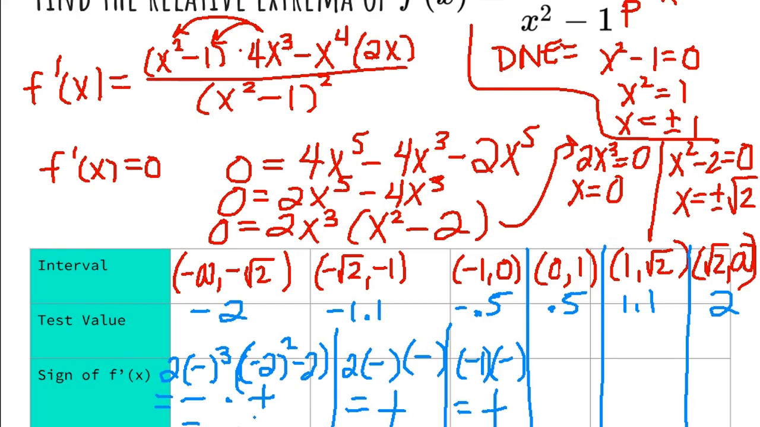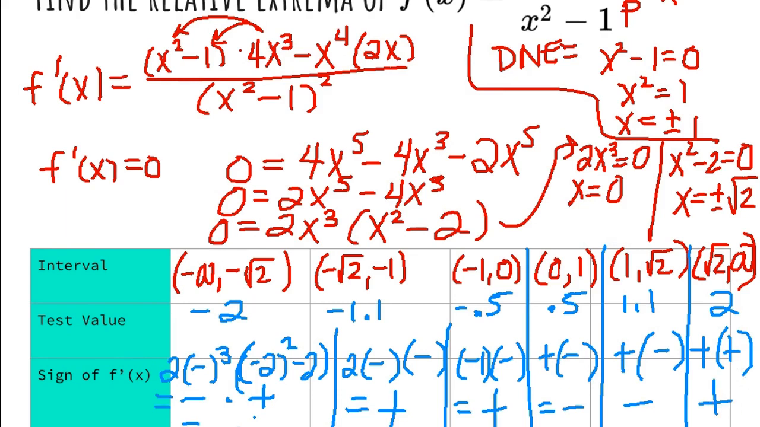If I plug in 0.5, now I have a positive in front, but I have a negative in there. So that's decreasing now. I have 1.1, which is a positive in front. When I plug it into x squared minus 2, I get a negative. So it's still decreasing. And then when I plug in 2, I get positive, and 2 squared minus 2 is a positive. So that's a positive. So it's increasing.